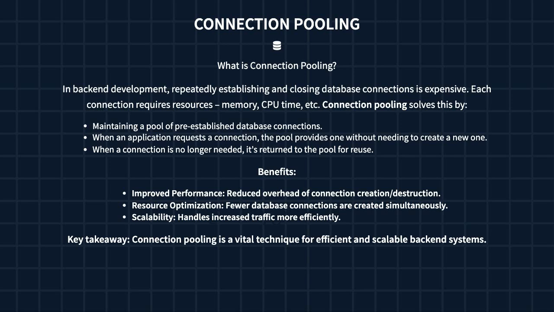That takes some serious effort. But what if we could avoid that constant setup and takedown? Connection pooling is the answer. It's essentially a pool of pre-built connections ready to go. When your app requests one, it just grabs one from the pool instead of building a whole new one. And when it's done, it puts it back in the pool for someone else to use. This saves a ton of time and resources, making your backend perform better and scale up as needed.